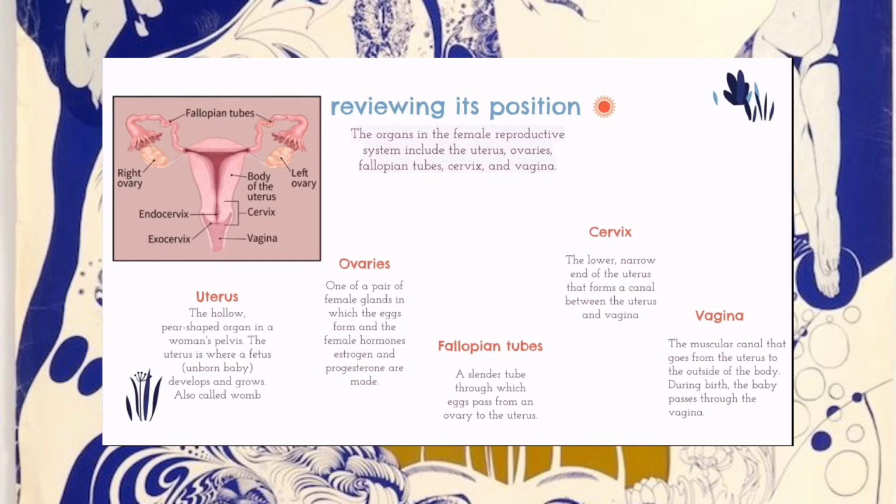The cervix is the lower narrow end of the uterus that forms a canal between the uterus and the vagina. The vagina is the muscular canal that goes from the uterus to the outside of the body. During birth, the baby will pass through the vagina.